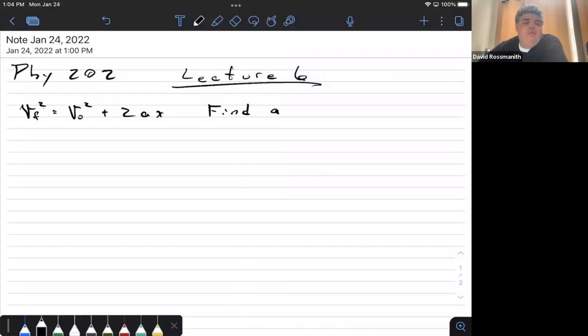Now this equation, of course, we see in first semester physics. This is one of the main kinematics equations. And what it says is the final velocity squared is the initial velocity squared plus 2 times the acceleration times the distance traveled. It's one of the kinematics equations which we can use to calculate something we may be interested in from the system.